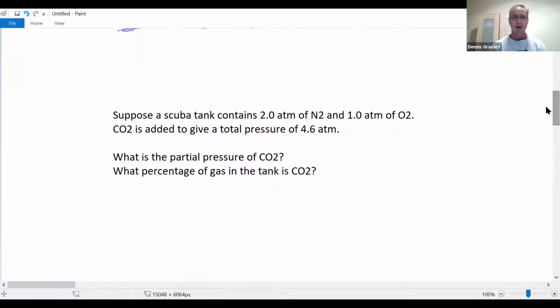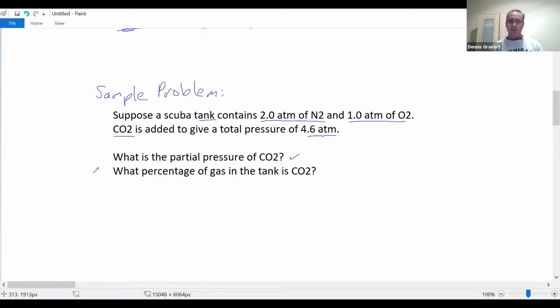Okay, here's a sample problem from an exam. Let's say there's a scuba tank, and it already contains 2 atmospheres of nitrogen gas and 1 atmosphere of oxygen gas. And then someone adds in some carbon dioxide and measures the total pressure in that tank, and it's 4.6. The question is, what's the partial pressure of carbon dioxide?